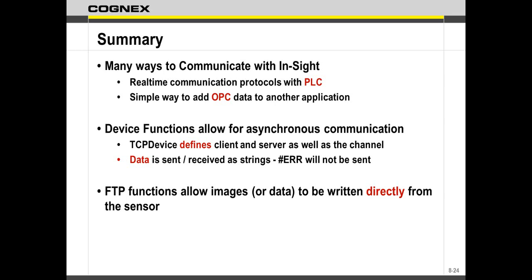Device functions allow for asynchronous communication, meaning that it doesn't have to be tied to acquisition. It can be done on its own. The TCP is going to be where you define who is client, who is server, and what port you're on. Keep in mind that the client is responsible for opening the port. And oh yeah, by the way, I didn't mention this before. Unlike serial, where with write serial you actually have to cast it to a string, write device automatically casts as a string. So you can bring actual data into it, but it will go out as a string. So at least that's one less step. And then finally, you have your FTP function so that you can write images out, or even just text data out to a file. And this is directly from the sensor, so you don't have to have In-Sight Explorer running.